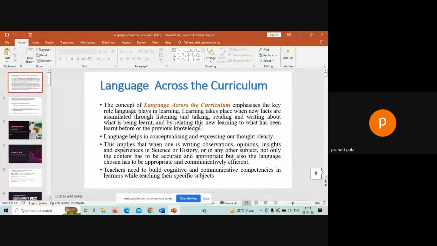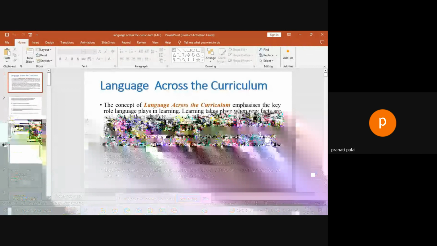Learning takes place when new facts are assimilated through listening and talking, reading and writing about what is being learned, and by relating this new learning to what has been learned before, the previous knowledge. So language is a link which connects the previous knowledge with the new knowledge. Language helps in the construction of knowledge, paving the way for a better future or better society in which we can assimilate our previous knowledge into new knowledge and construct our knowledge.